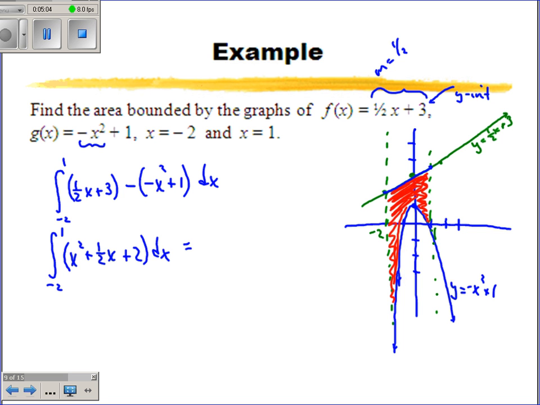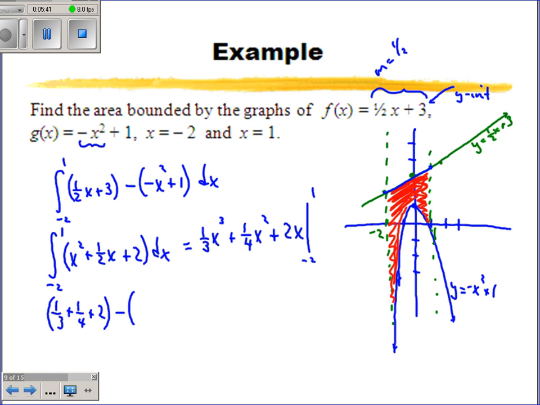So the antiderivative for this function will be 1/3 x cubed plus 1/2 x squared over 2, so that's going to be a plus 1/4 x squared, and then plus 2x. And we want to evaluate that from -2 to 1. So now, putting in 1 for all the x's, we're going to have 1/3 times 1. So we'll have 1/3 plus 1/4 plus 2. So that's what we get evaluating it at 1. And then minus what we get when we evaluate it at -2.